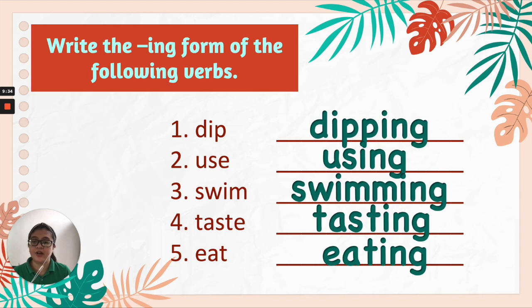Okay, so now here are the correct answers. 1, dip, dipping with double P. Use will become using. Drop the letter E and add ing. Swim, you have to double the last letter, double M, and then add ing. For taste, drop the letter E and then add ing. For eat, eating.